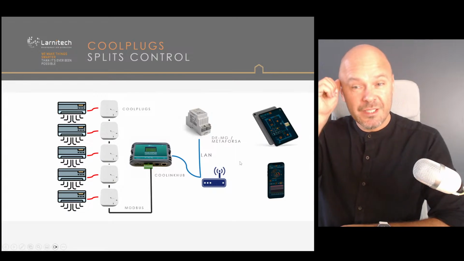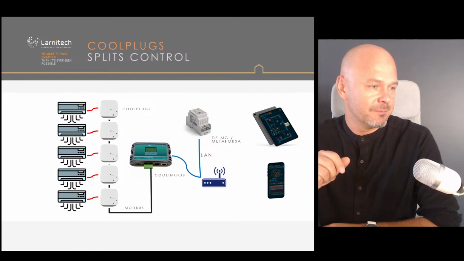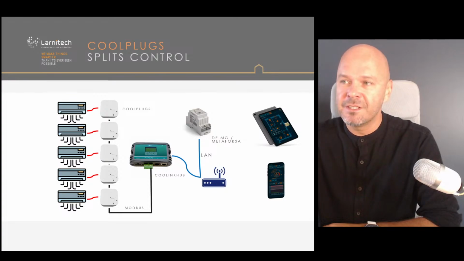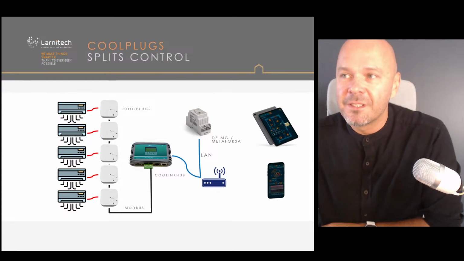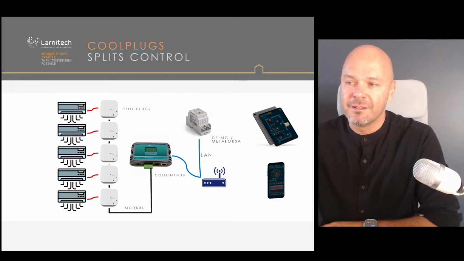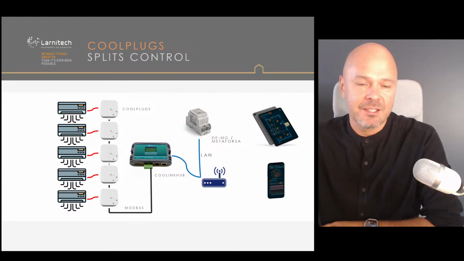Okay, but what if it is not Mitsubishi or Daikin? What if it is a different model? Different kinds of models are supported by Cool Automation, which is one of our partners. And Cool Automation produces different kinds of adapters for different kinds of split systems.